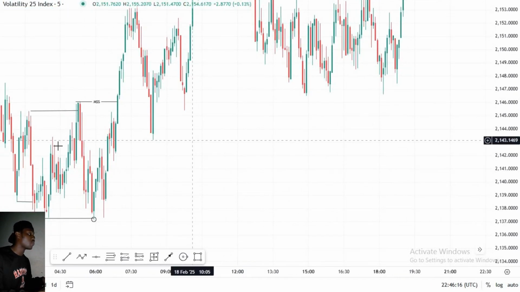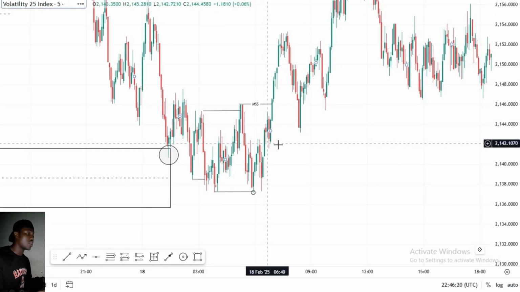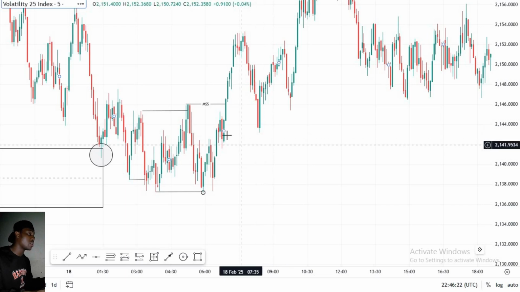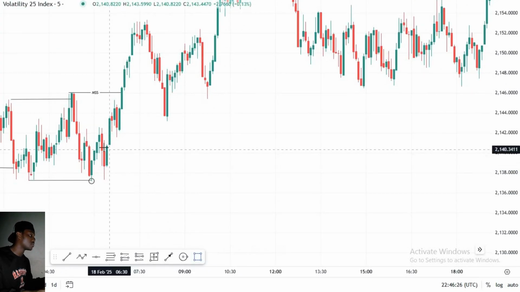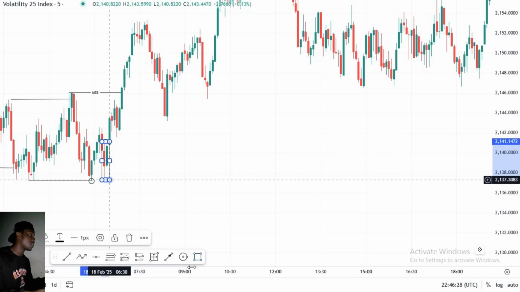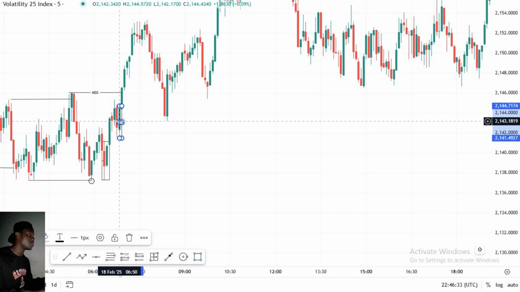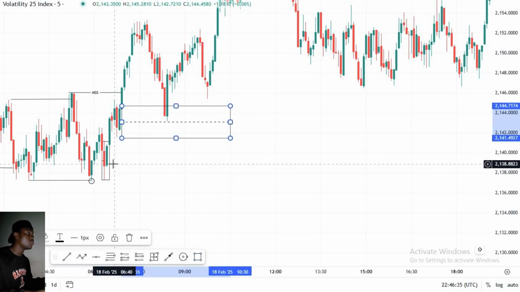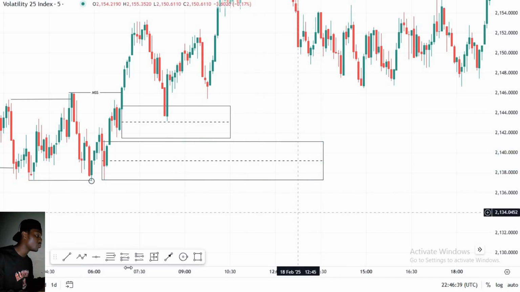So we are looking for areas of demand, and when we look for areas to enter from, we cannot just pick a random area like this level of demand. As you can see, we have this level of demand, and we also have this level of demand. We have two levels of demand, but which one are we going to take?